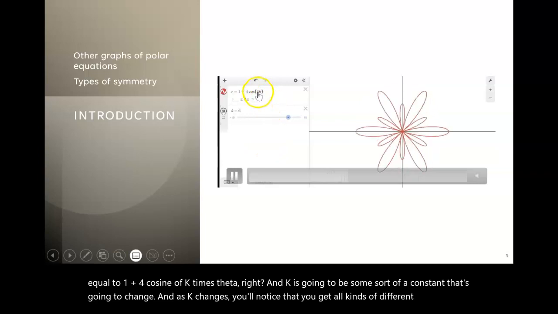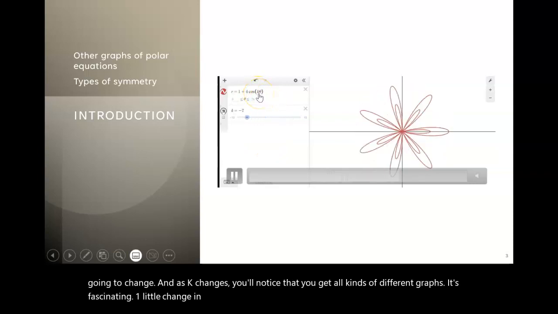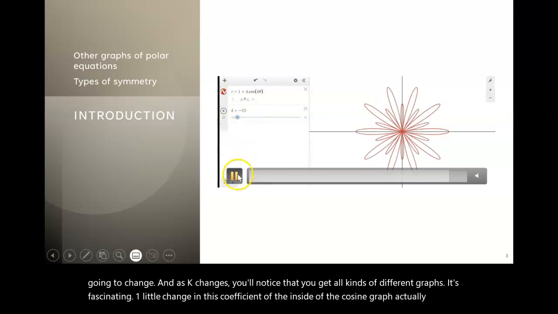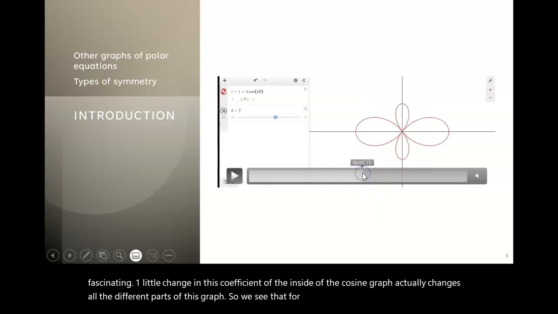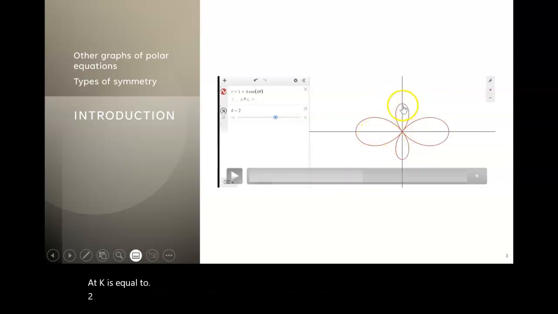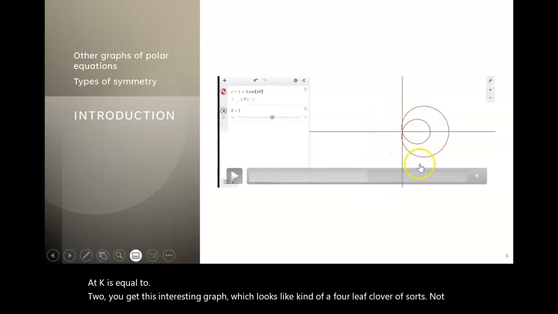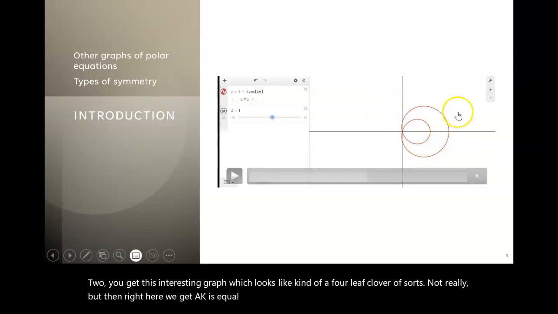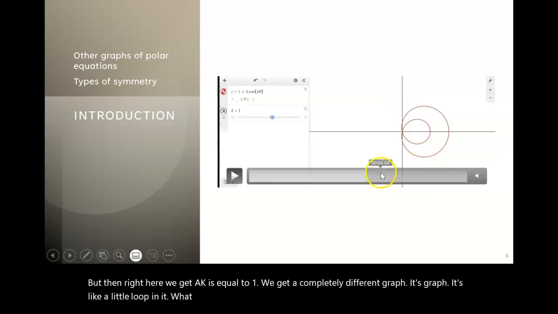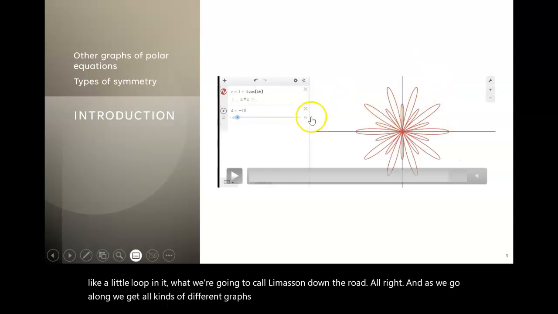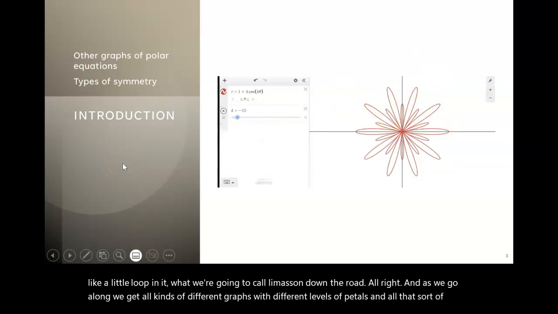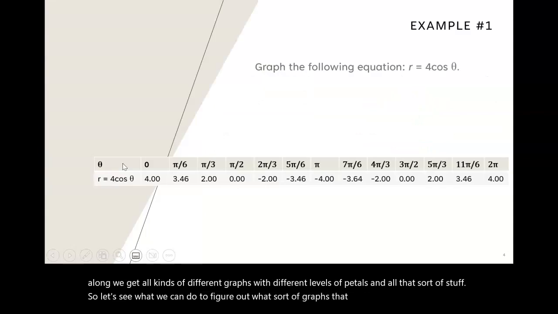It's fascinating. One little change in this coefficient on the inside of the cosine actually changes all the different parts of this graph. For example, at k equals 2, you get this interesting graph, which looks like kind of a four-leaf clover of sorts. Not really. But then at k equals 1, we get a completely different graph. It has a little loop in it, what we're going to call a limacon down the road. As we go along, we get all kinds of different graphs with different numbers of petals and all that sort of stuff. So let's see what we can produce.